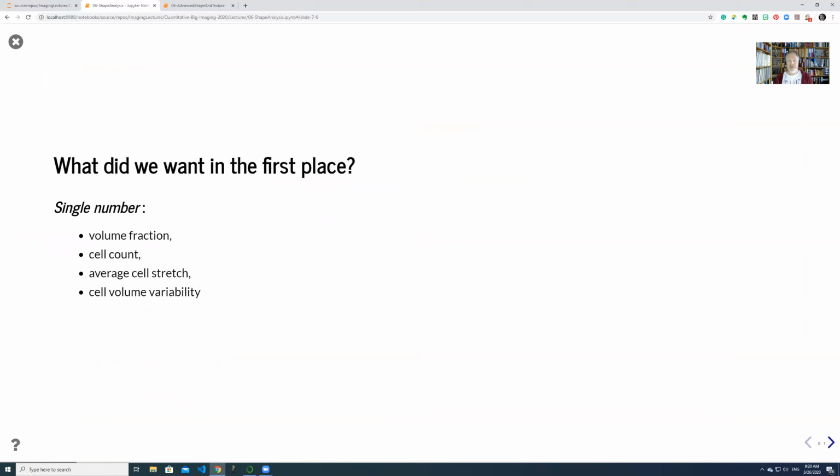So we want to know something about images. We want to know some volume fractions or maybe counting objects, looking at object shapes, or also how the volume is varying among different objects.